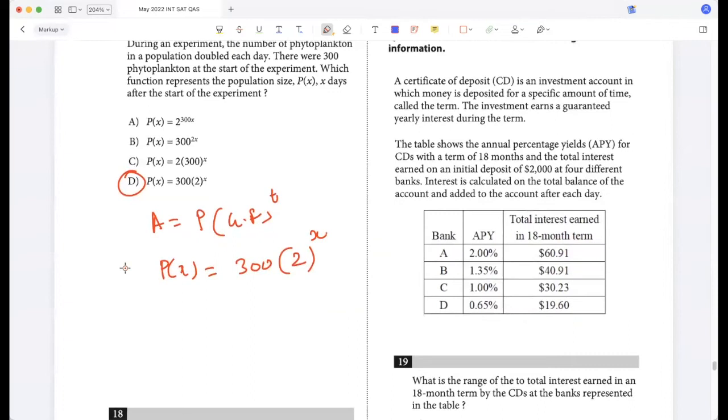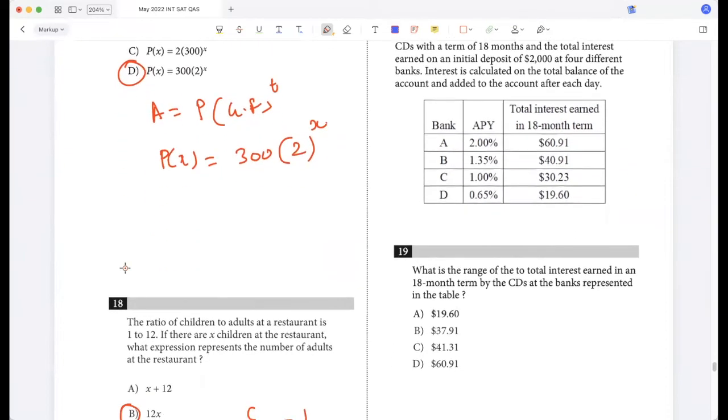Okay. What is the range of the total interest earned in an 18-month term by the CDs at the banks represented in the table? So the highest value is this and the lowest is this. So the range will be 60.91 minus 19.60. So 41.31.